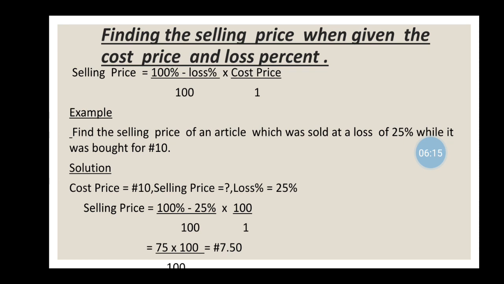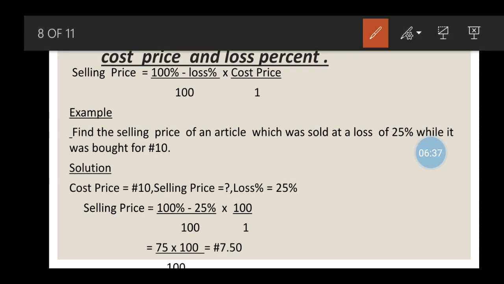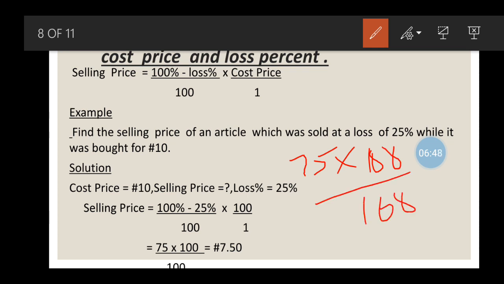So selling price is equal to 100% minus 25% over 100 times 100 over 1. Your 100% is constant, minus 25% is the loss percent, over 100 times the cost price, which is 100 over 1. So when you do your calculation here, we are having 75 times 100 over 100. So 100, 0, we cancel 0 off.